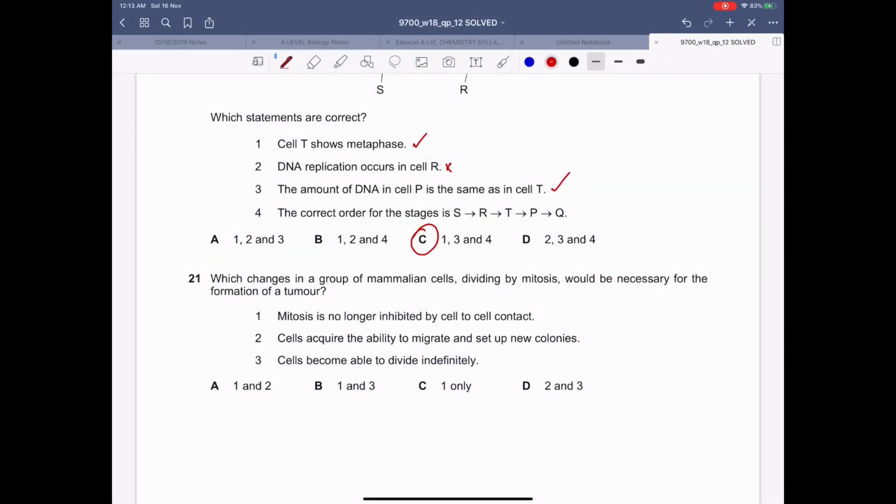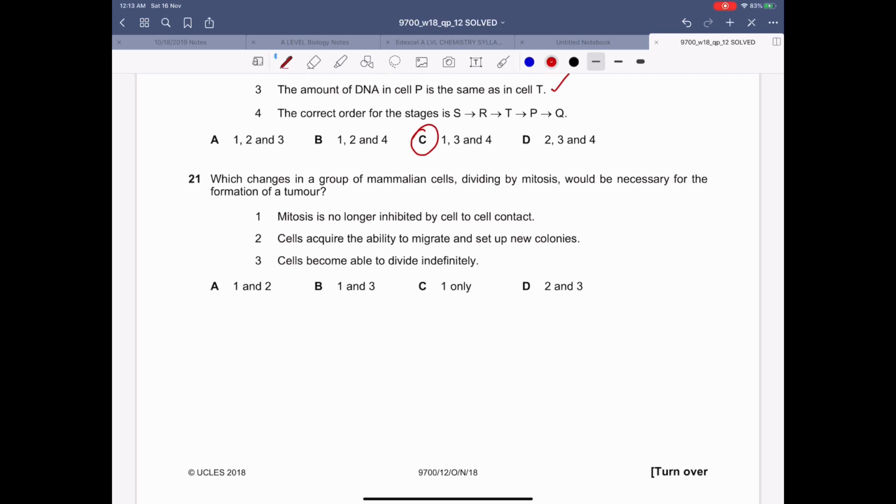So question number 21. Which changes in a group of mammalian cells dividing by mitosis would be necessary for the formation of a tumor? Number 1, mitosis is no longer inhibited by cell-to-cell contact. Yes. Number 2, cells acquire the ability to migrate and set up new colonies. Not necessary. Number 3, cells become able to divide indefinitely. Yes. So option number 1 and 3. 21, B.